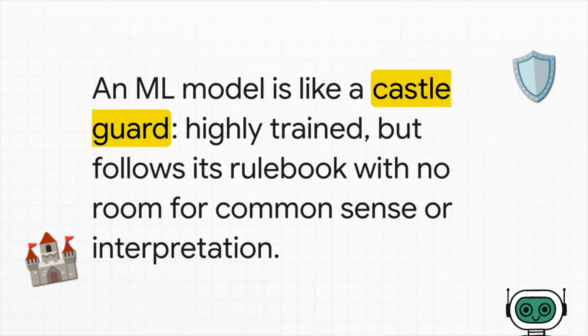So I want you to imagine our AI model is like a castle guard. This guard is an absolute expert, trained on thousands of scenarios to spot an enemy. But the guard has a weakness. It follows its rulebook to the letter, with zero room for common sense. It's great at seeing patterns, but it doesn't understand purpose.